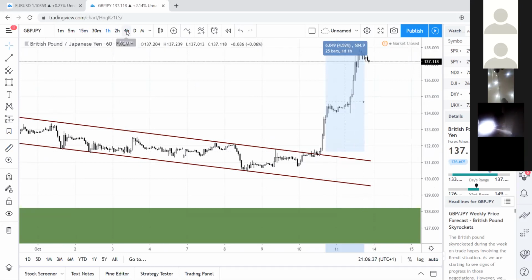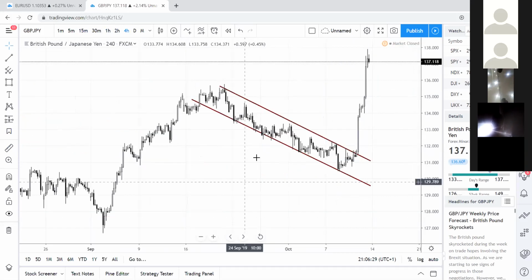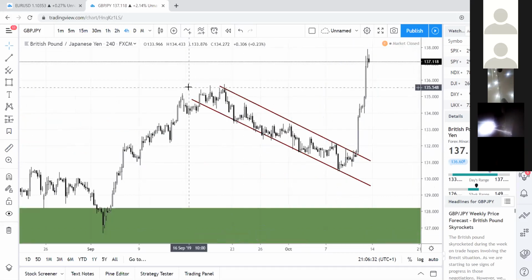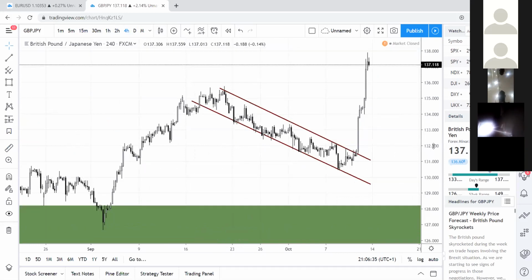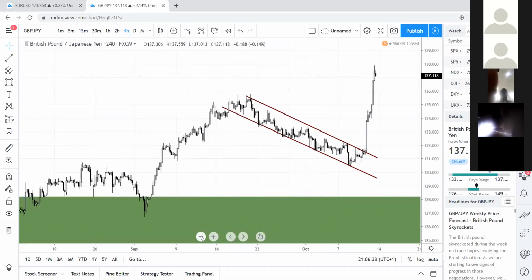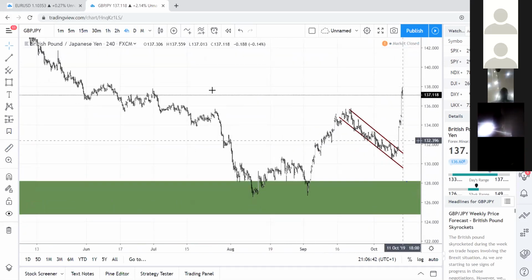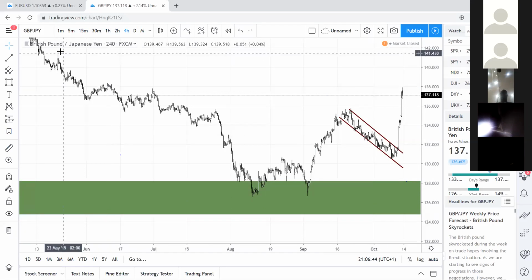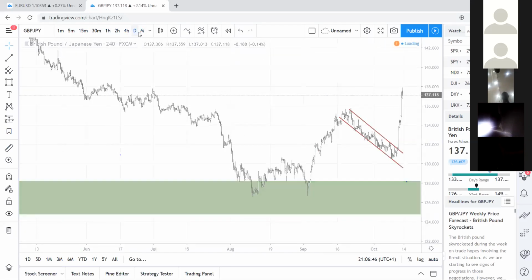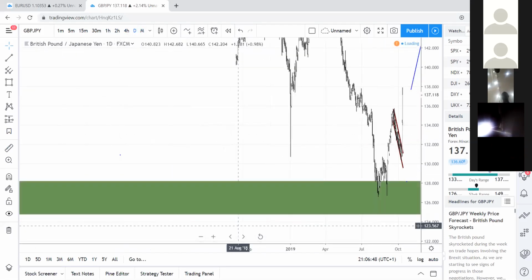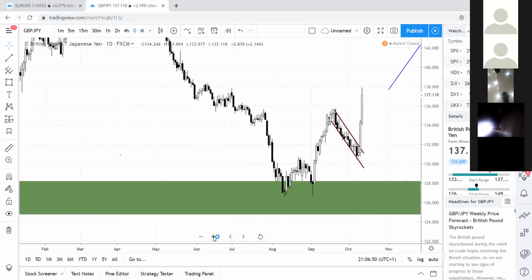600 pips. And where do you think it's going to next? It has already broken this line. So where do you think it's going to next? All you have to do is to feed your eyes to understand all these things. Feed your eyes. We are looking for the next zone. Next zone, next reversal zone. So let's check daily time frame. Where did it reverse the last time?